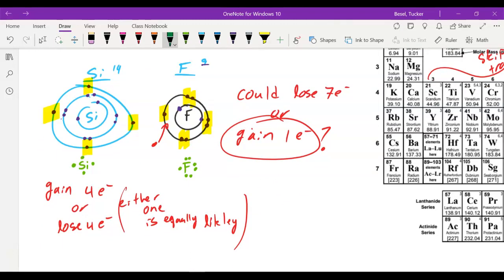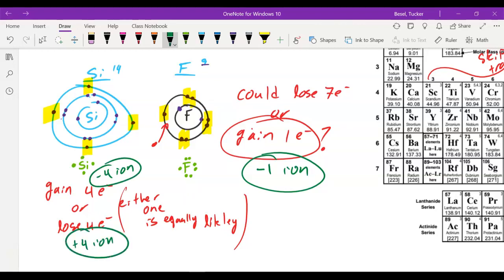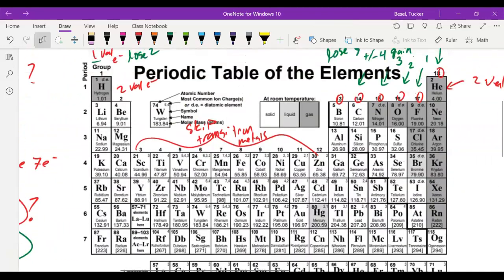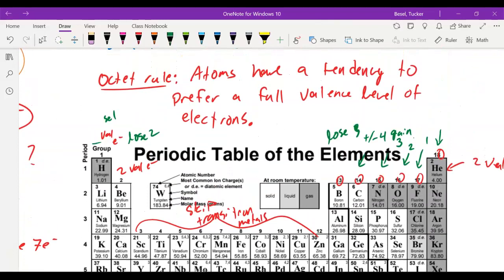Here, you're gaining an electron. So in this case, it becomes a minus 1 ion. You're gaining an electron, so it becomes negatively charged. And then here, if you gain 4 electrons, that's going to become a minus 4 ion. Or if you lose 4 electrons, then it's going to become a positive 4 ion. All right? And so, because of that, I'm going to erase all of this here.